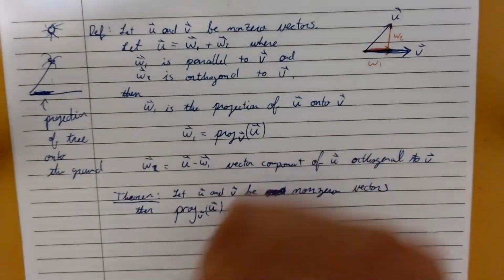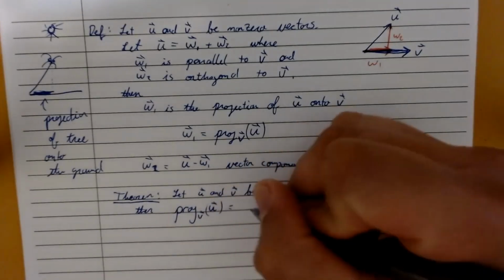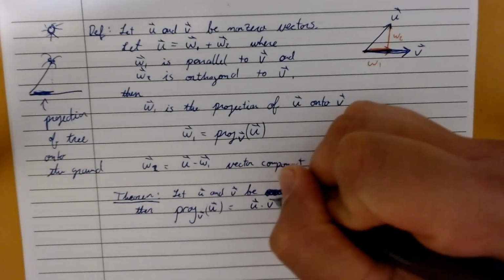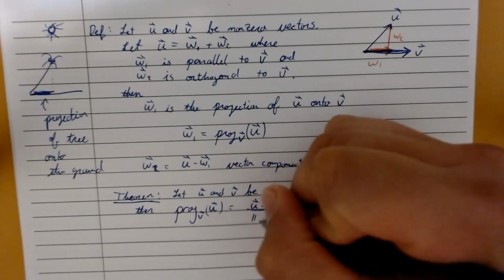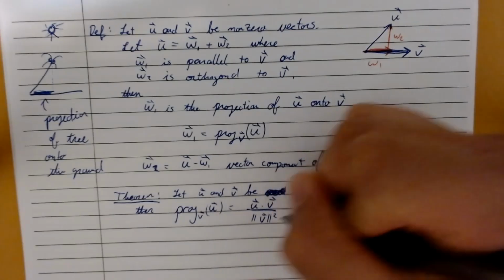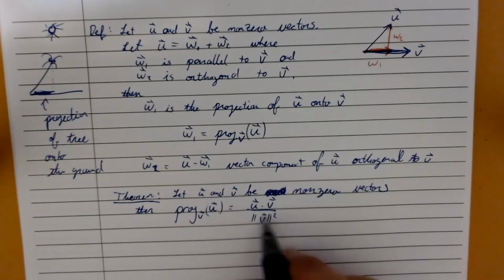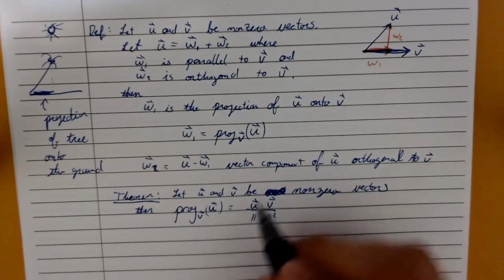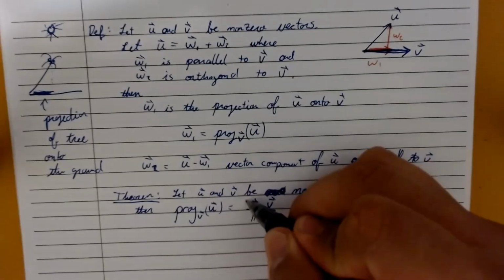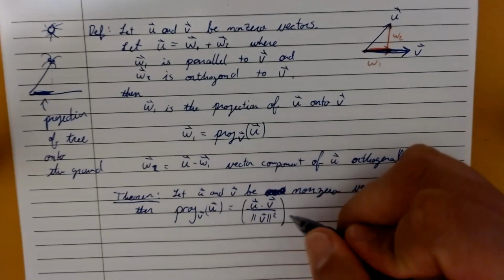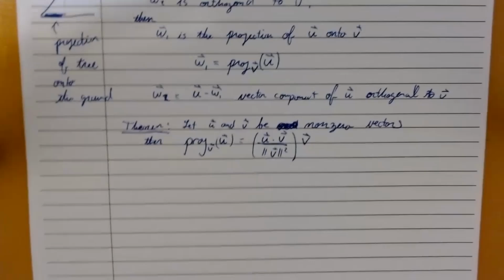The projection of U onto V is given by U dot V over the magnitude of V squared. Notice the dot product is a scalar. The magnitude is a scalar. Squaring a scalar still gives you a scalar. And a scalar divided by a scalar, that's a scalar. This is just a number, whatever the number is. That's going to get multiplied by the vector V. So it's a scalar times a vector, just like that.